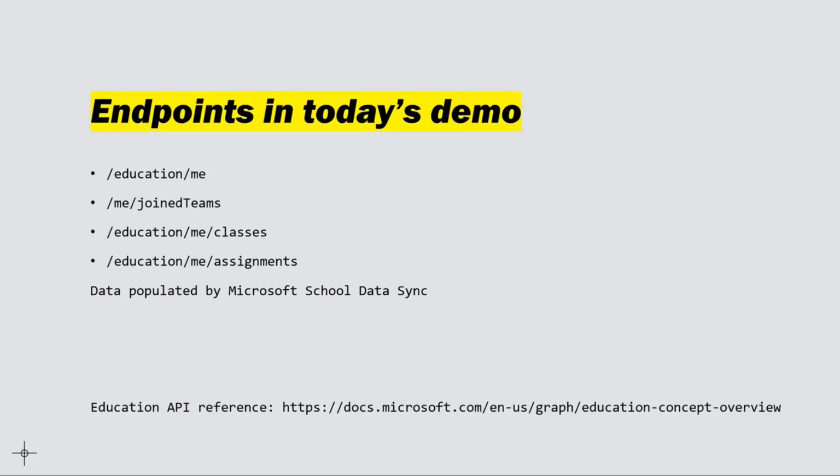And all the data inside these teams and inside these endpoints is populated by something called Microsoft School Data Sync. And any school can use that for free. Teams and Office 365 is free for schools. And they can upload their data using CSVs, or they can use OneRoster APIs. There's lots of different ways of getting your data into Graph, into those AAD objects. And there's a reference to those at the bottom.